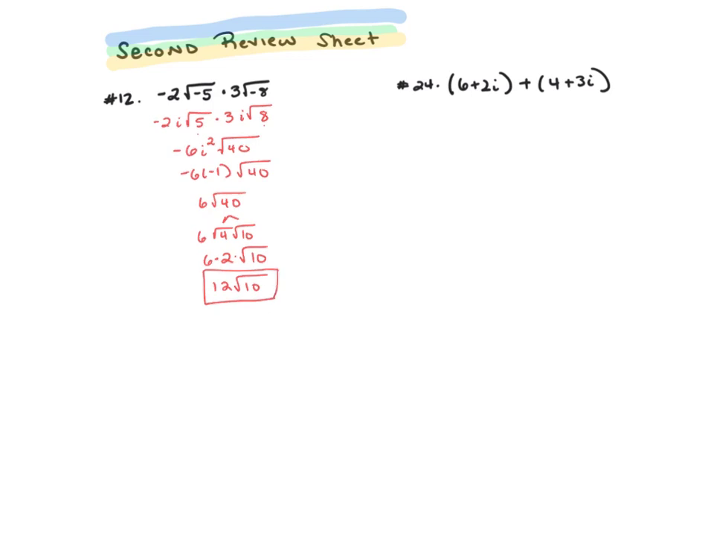So just a reminder that these negatives became this i times i, which became i squared, which became negative 1, which turned this negative times a negative into a positive. So if you're having trouble with the signs.